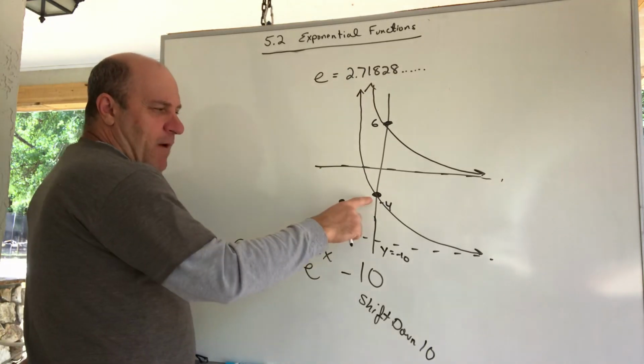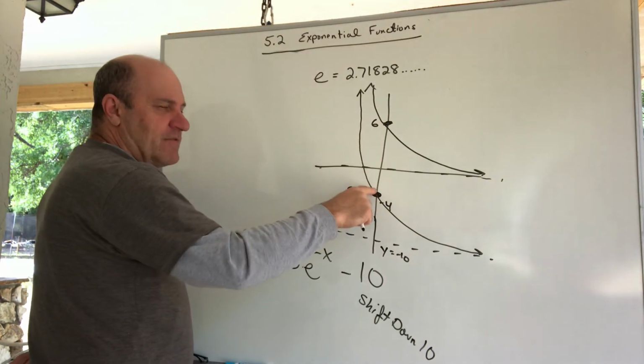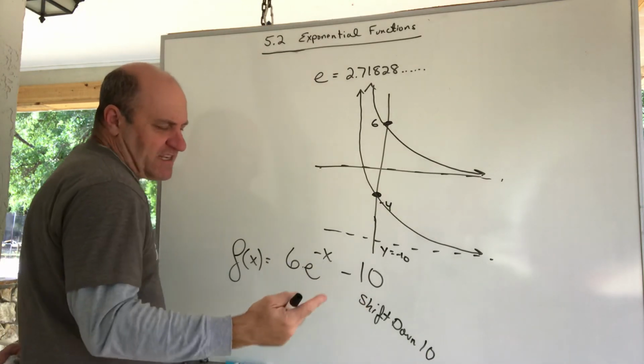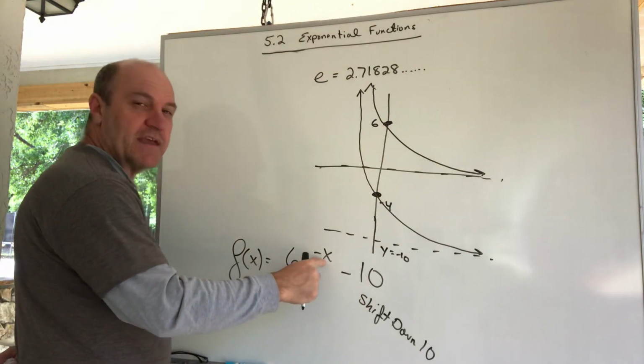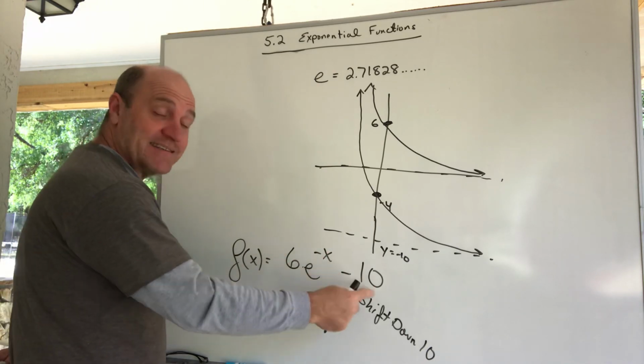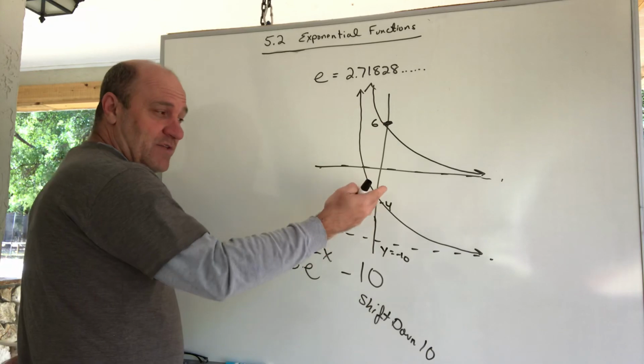So I'm thinking about that y-intercept by shifting down 10, thinking about this y-intercept and then subtracting 10. But watch this. If you plug in a 0, e to the 0 is 1, times 6 is 6, subtract 10 is -4. So you can get that.